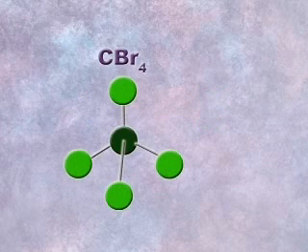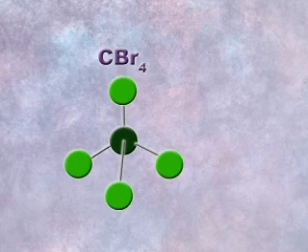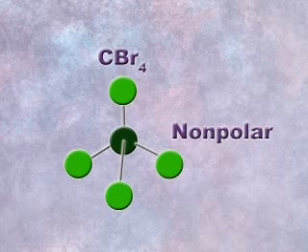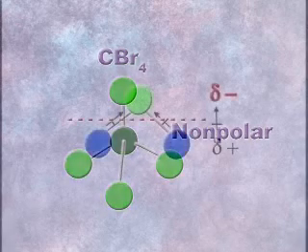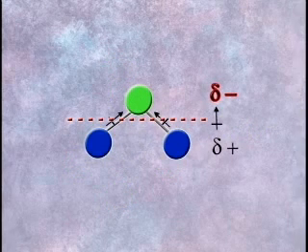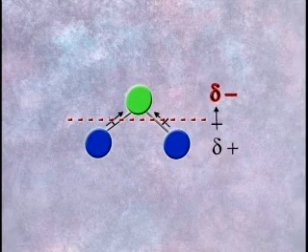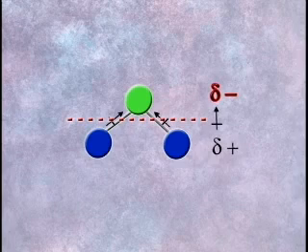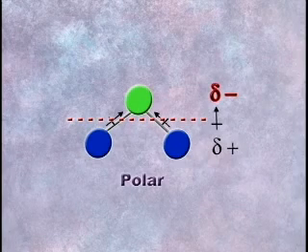CBr4 doesn't have any polar bonds, so the molecule can't be polar. CBr4 is a nonpolar molecule. H2S has polar bonds and a bent shape. This allows for a positive and negative end. Thus, H2S is a polar molecule.